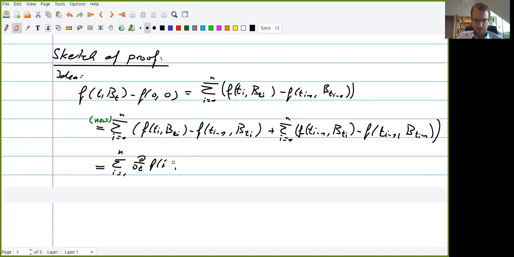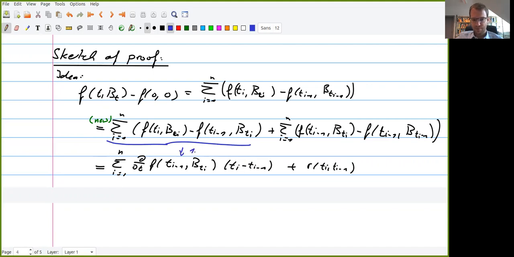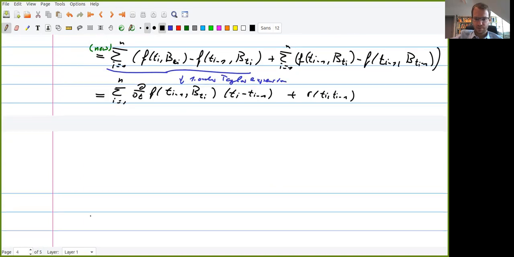Oh, sorry, I forgot the time dependency here. So t_i at t_i minus dB_{t_i}. Now we have t, plus some remainder which depends on time. Right, okay, so this here goes by a first order Taylor expansion. Cool. And for the second term, as before, use the second order Taylor expansion. So that's our second order.